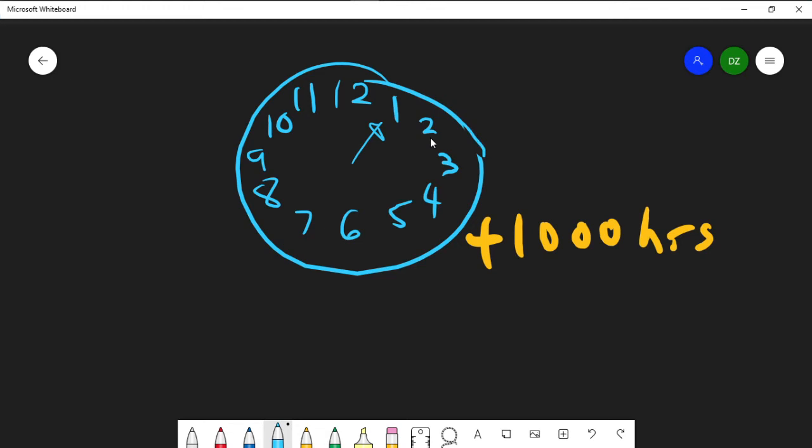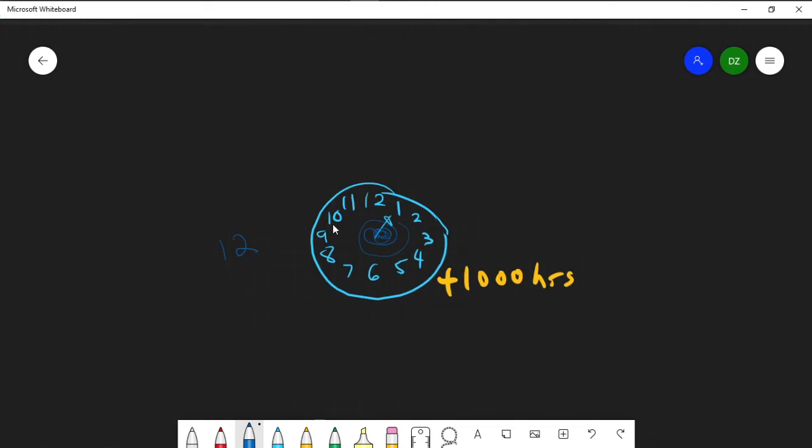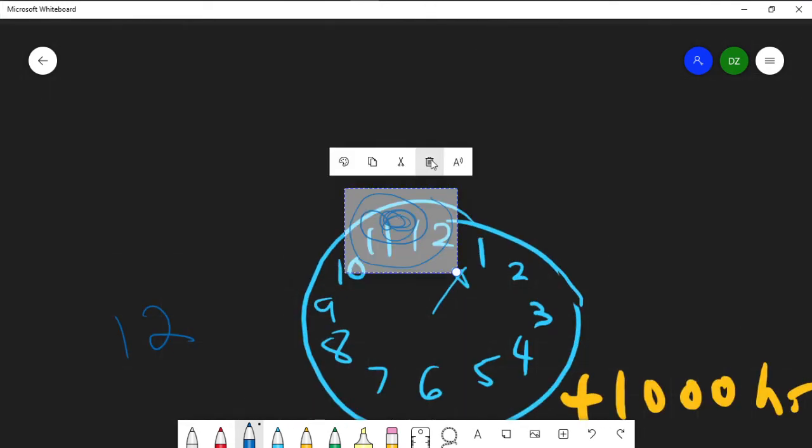Okay, we're back. And you'll notice that, like I said earlier, it follows the same pattern over and over again. It goes 1, 2, 3, 4, 5, 6, 7, 8, 9, 10, 11, 12, and then 1, 2, 3, 4, and so on. So it repeats every 12 hours, just like odds and evens repeat every 2. I erased my number line, I'll just delete this.